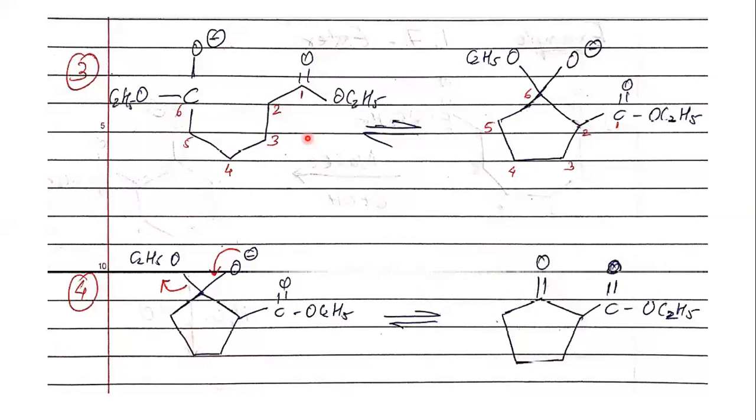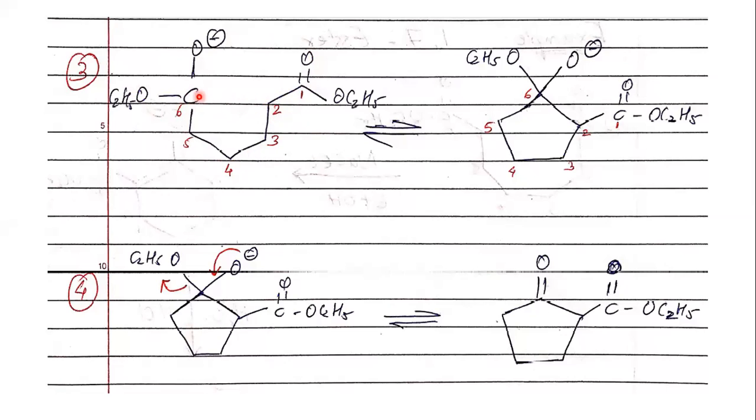So this is the third step. I have just written the structure again, and I've done the numbering as well. Starting from here, 1, 2, 3, 4, 5, 6. I had told you it is a 1,6 diester. This second carbon has a negative charge, which is not shown here. And this sixth carbon has a positive charge. This second carbon is your nucleophilic carbon. This sixth carbon is your electrophilic carbon.